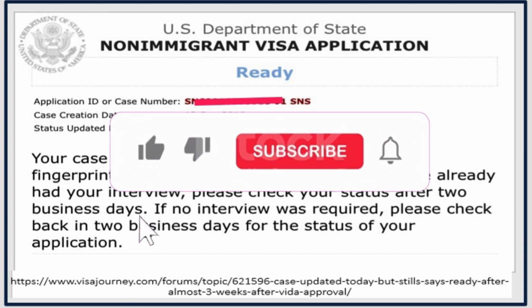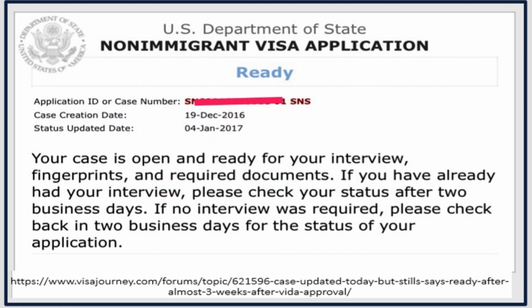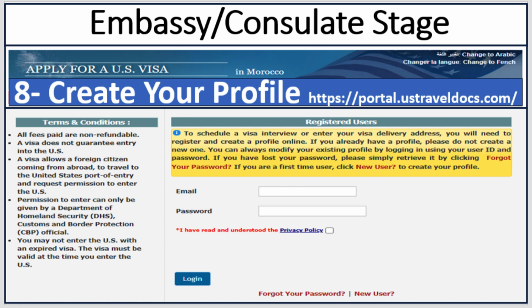So now let's talk about the embassy and consulate stage. Once NVC sent your case to the embassy or consulate, now you start the embassy and consulate stage. The first thing you do when you check your status and it's ready is create your profile. That's step 8. Create your profile at the portal, ustravel.com. You will need it for everything you do in this process.